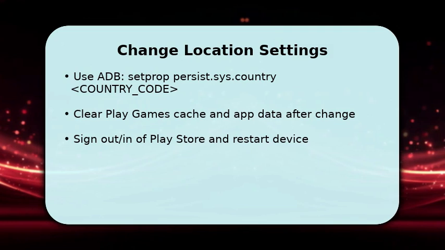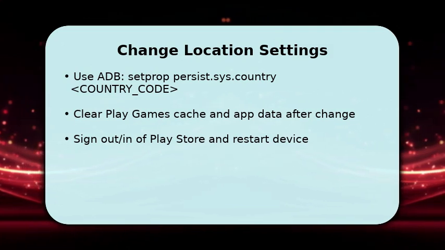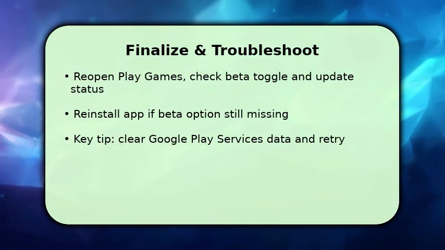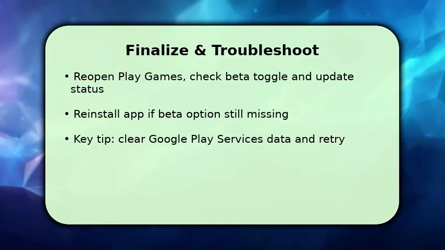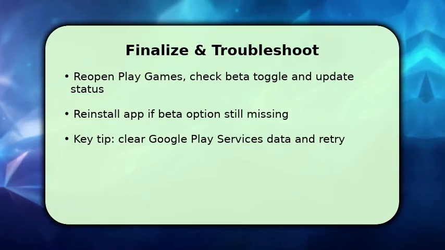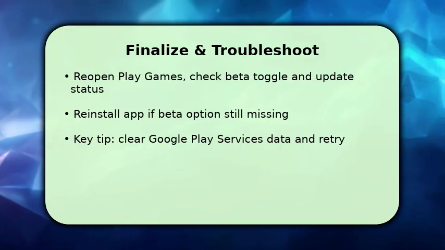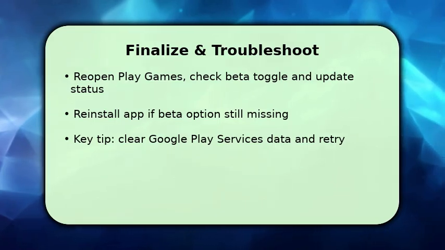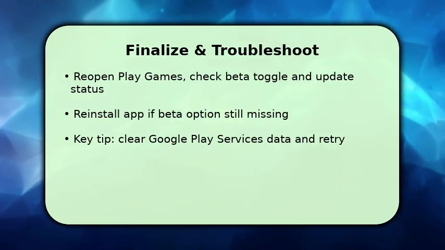But you finish by reopening Google Play Games and checking the beta toggle or enrollment status. Install any available updates and restart the app. If the beta option is still missing, uninstall and reinstall Play Games after clearing Google Play Services and Play Store data to force a fresh sync. Make sure your VPN is off if you used one.